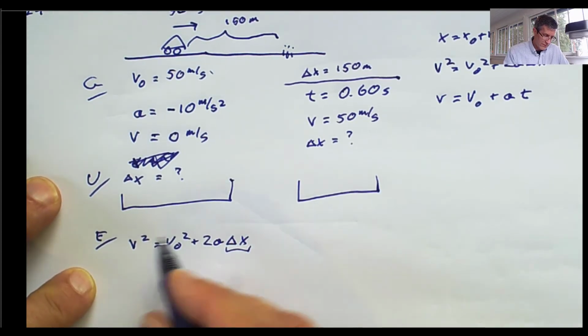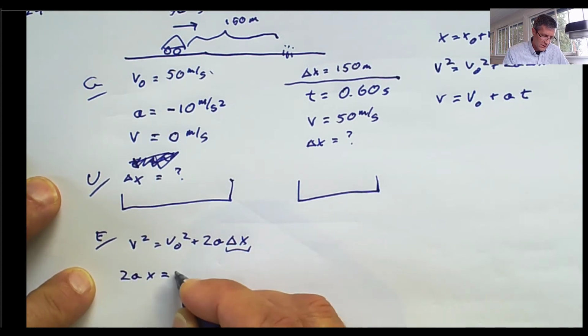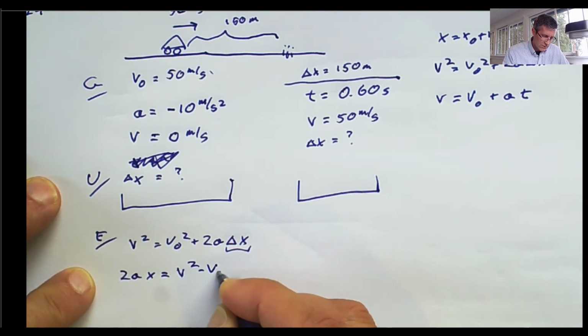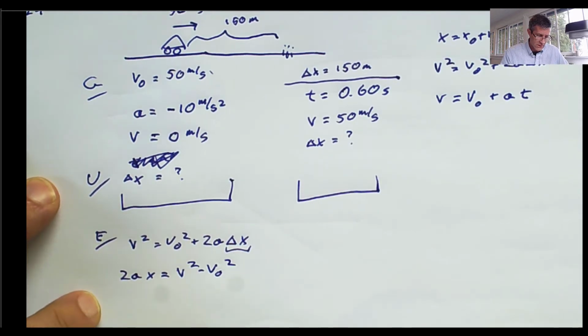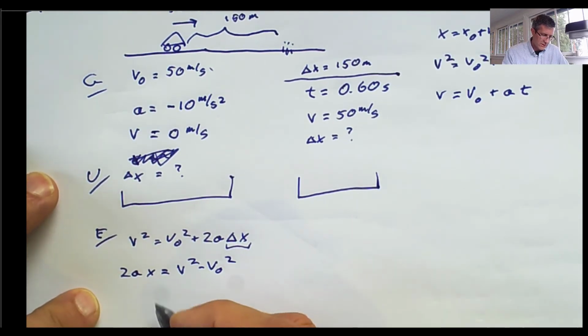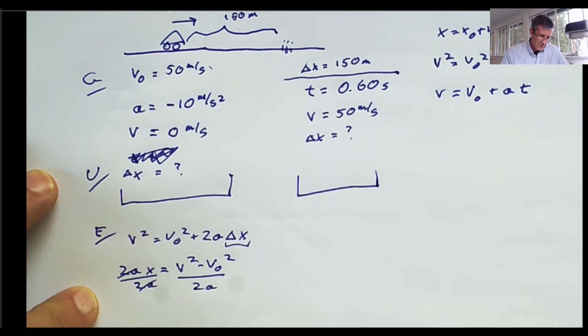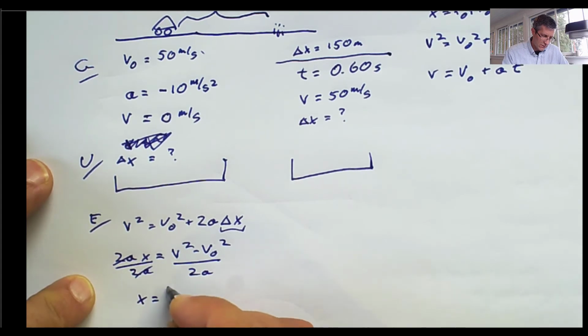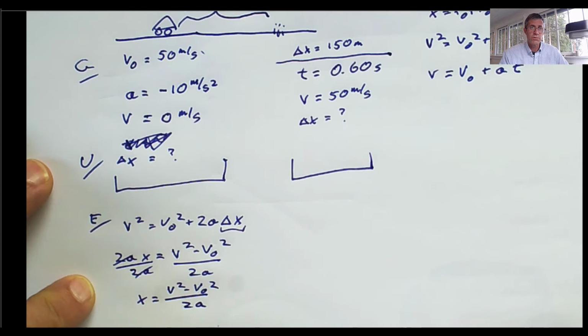So I'm going to flip things around. I'm going to say 2a times x is going to equal v squared minus v naught squared. Convince yourself that makes sense. And I'm going to divide by 2a. So I'm going to divide both sides by 2a. Right, algebra. I'm going to have x equal to v squared minus v naught squared over 2a. Don't plug in numbers, right?